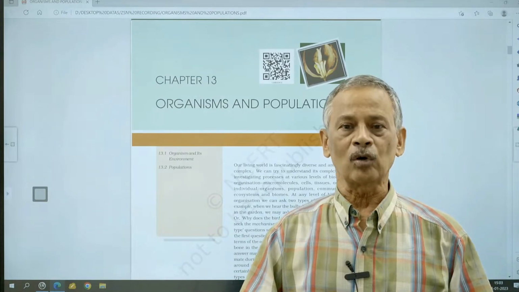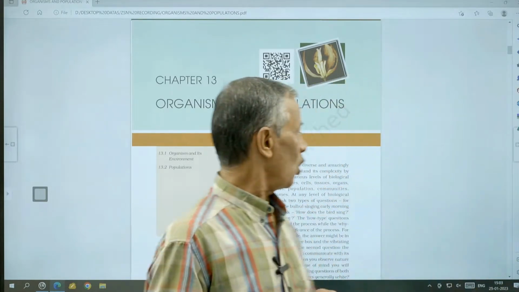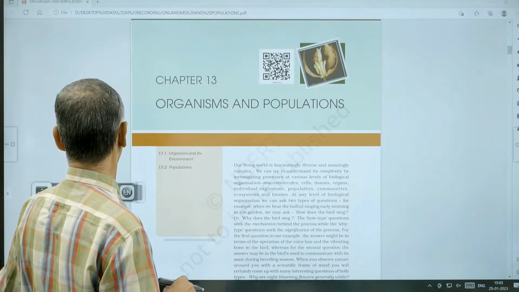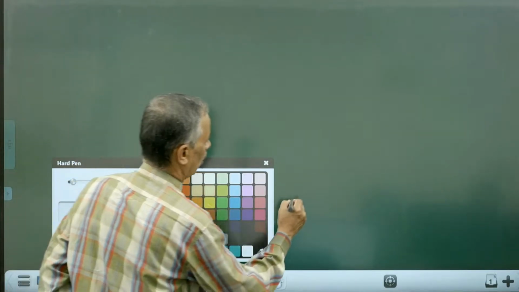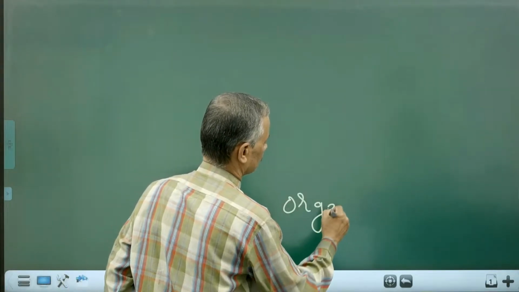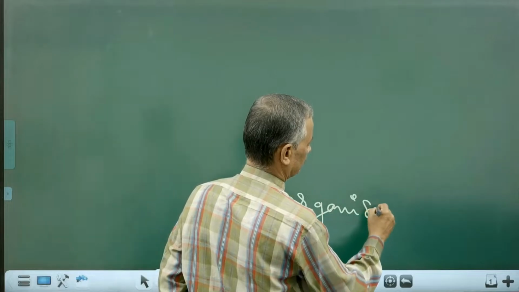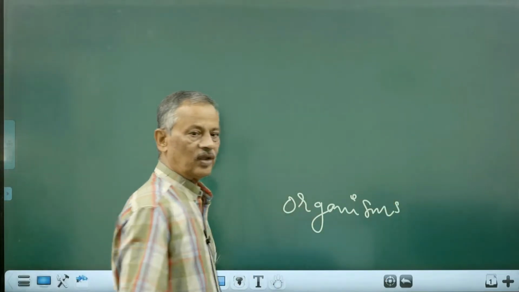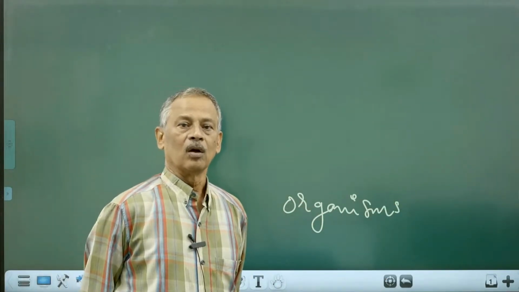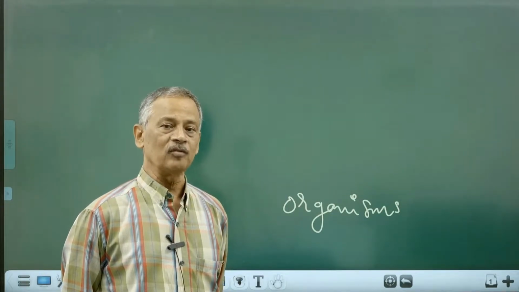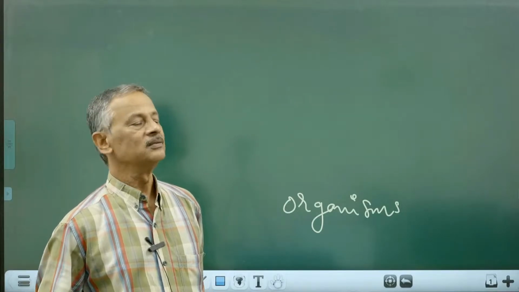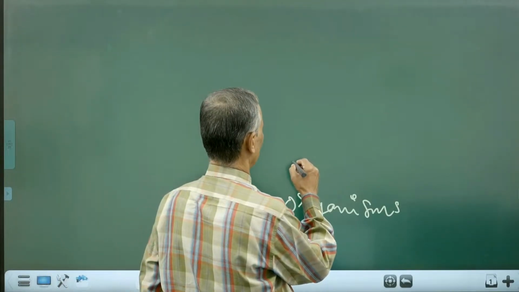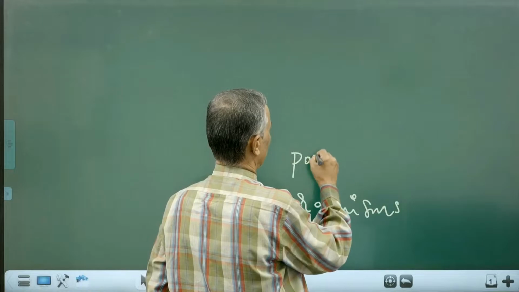In ecology, there are 4 levels of organization. At the lowest level, you are having organisms. When all organisms of the same species which are all living together in an area, then it constitutes what is called a population.